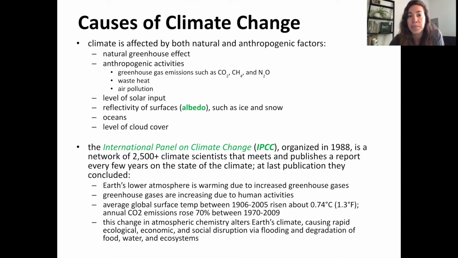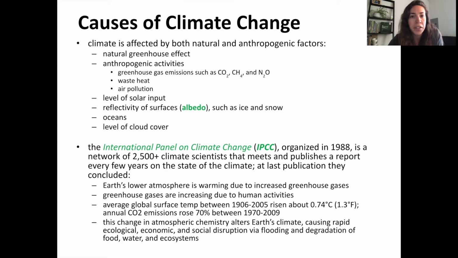In fact, solar output, I should say, is actually down from recent years, so that's something to think about. The reflectivity of surfaces, called albedo, such as ice or snow or areas of the desert, how much sunlight is actually reflected back out into space, can affect our climates.